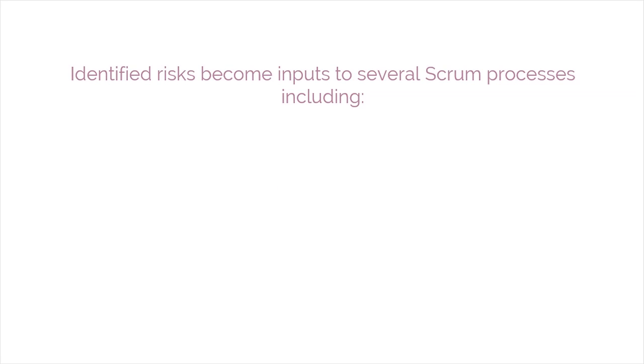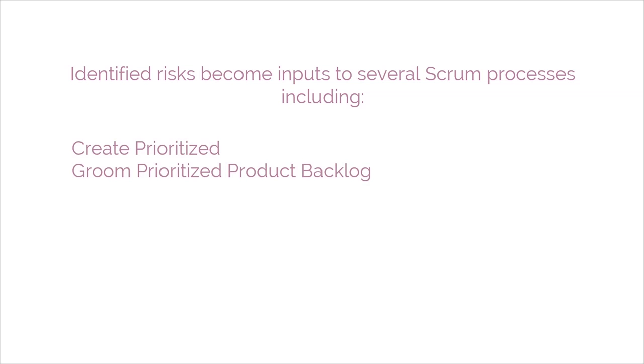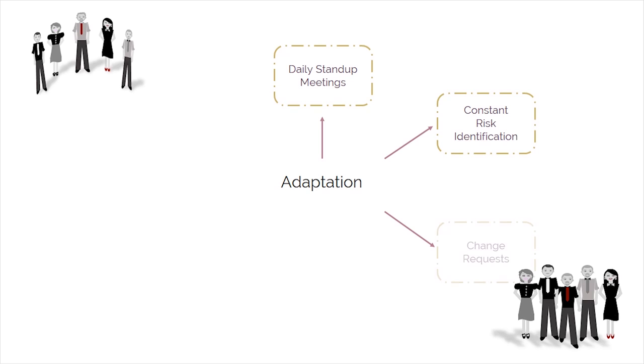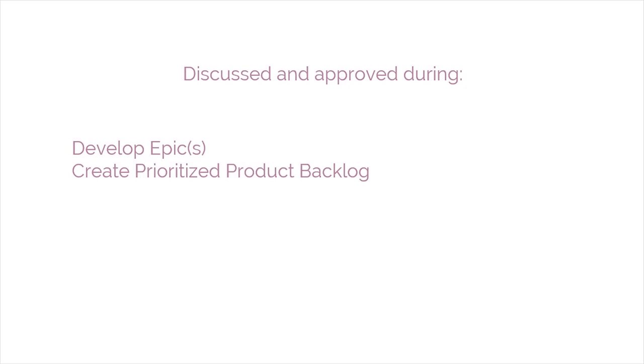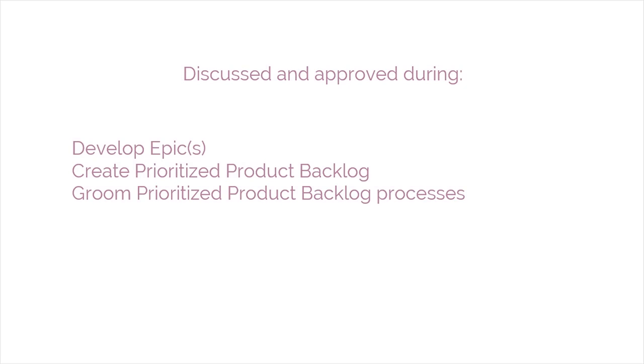Identified risks become inputs to several Scrum processes, including Create Prioritized Product Backlog, Groom Prioritized Product Backlog, and Create Sprint Backlog. Improvements can also result in change requests, which are discussed and approved during the Develop Epics, Create Prioritized Product Backlog, and Groom Prioritized Product Backlog processes.